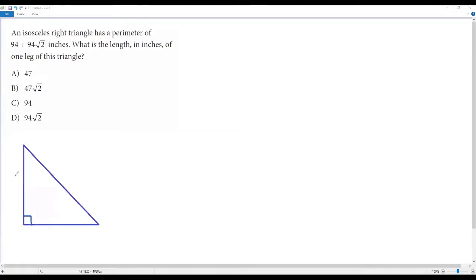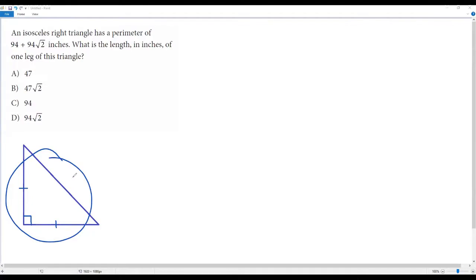Here I have drawn an isosceles right triangle. Already we know that in any right triangle, the hypotenuse is the longest side. The side opposite to the right angle is called the hypotenuse. And according to the given information, it's an isosceles right triangle, so the remaining two legs must be equal in length. Then only it can be an isosceles right triangle.